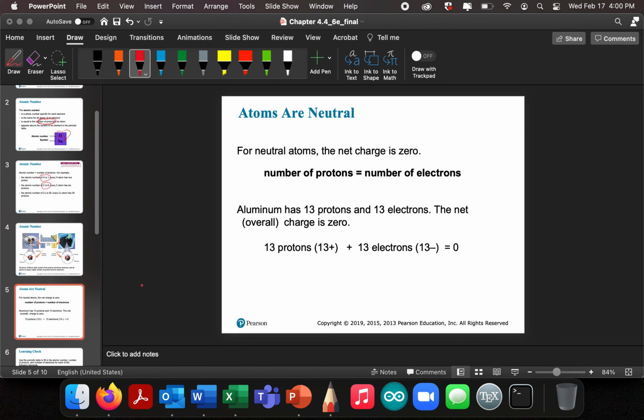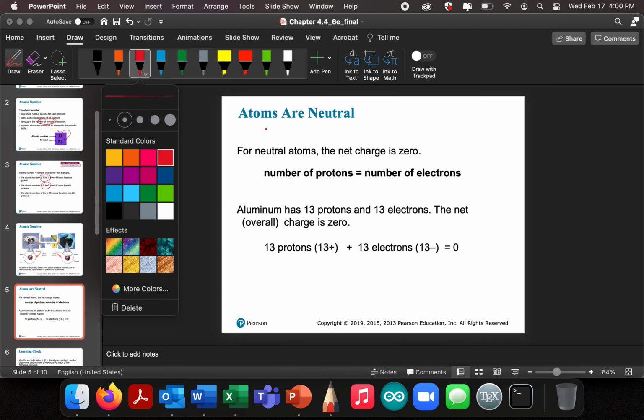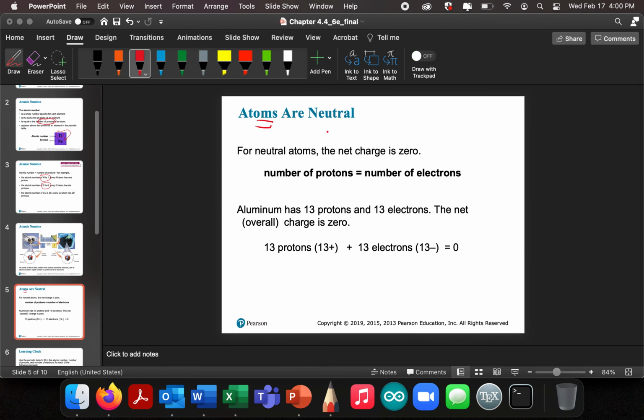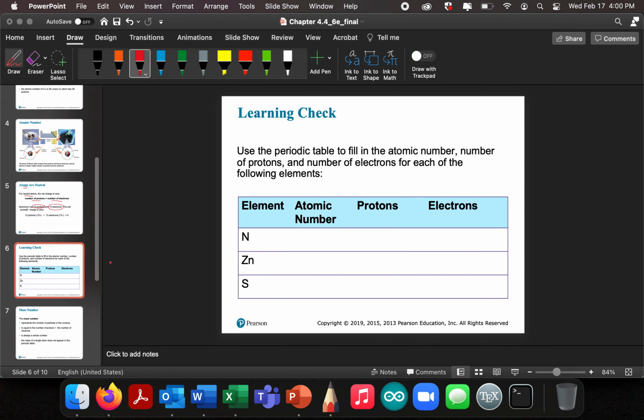Now, when we use the term atoms, this is an important point. When we use the term atoms, we imply that they're neutral. So if it's neutral, the number of protons is equal to the number of electrons. An aluminum atom has 13 protons, and therefore it has 13 electrons, because it's an atom. If it didn't have the same number of electrons, it would be an ion. So let's do a learning check on this. Pause the video and fill this out, make some notes, and come back and check yours against mine.